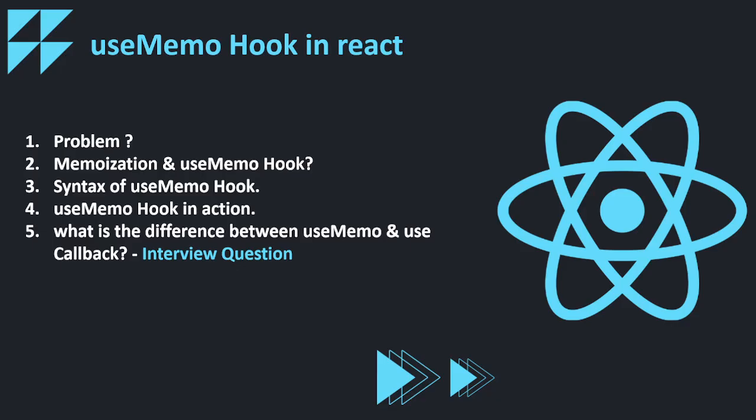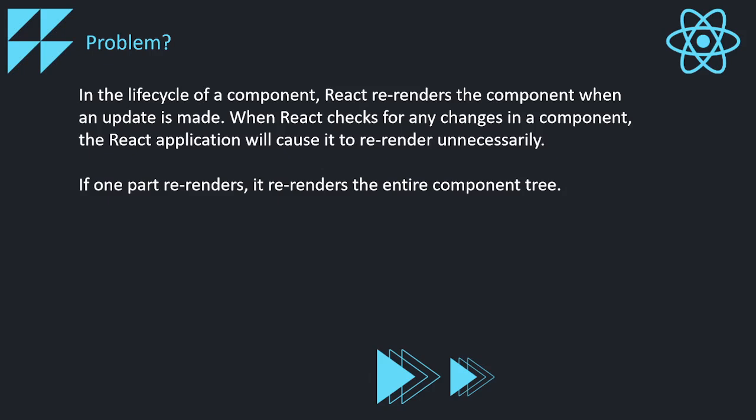So now let us see today's topic, which is our useMemo hook. First of all, let us see what is the problem that we are trying to solve with this hook. In the life cycle of a component, React re-renders the component when an update is made. When React checks for any change in a component, the React application will cause it to re-render unnecessarily. If one part re-renders, it re-renders the entire component tree.